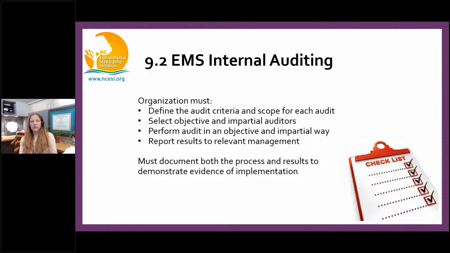Okay, and your organization must define the audit criteria and the scope of each audit. That's what we were just talking about. It doesn't have to be all done at once. The scope of each audit could be the element or the process. Select objective and impartial auditors, perform audit in an objective and impartial way, and then report those results to management. You must document both the process and the results to demonstrate evidence of implementation.